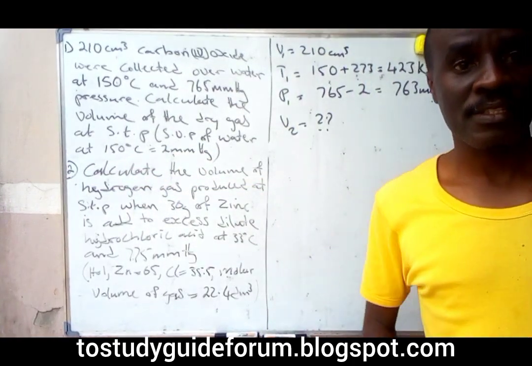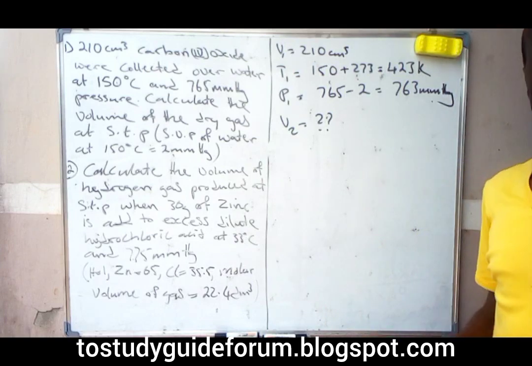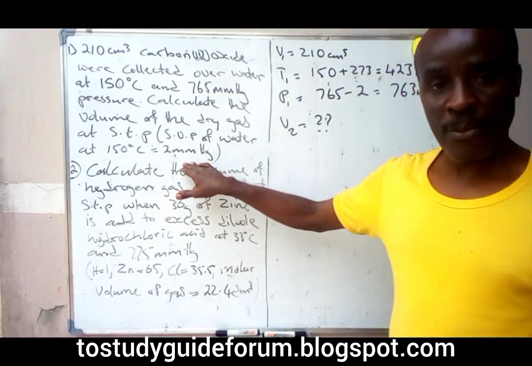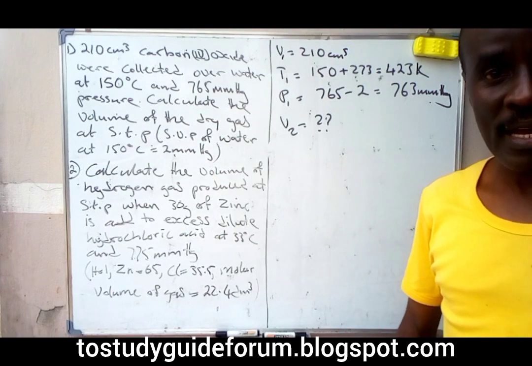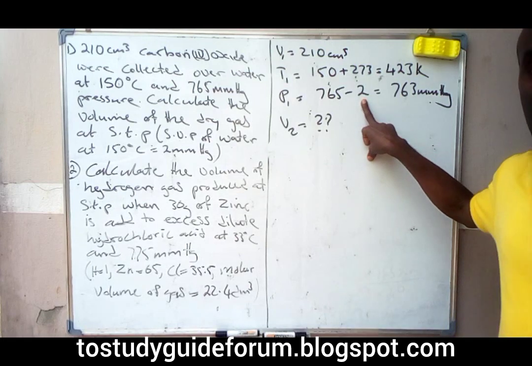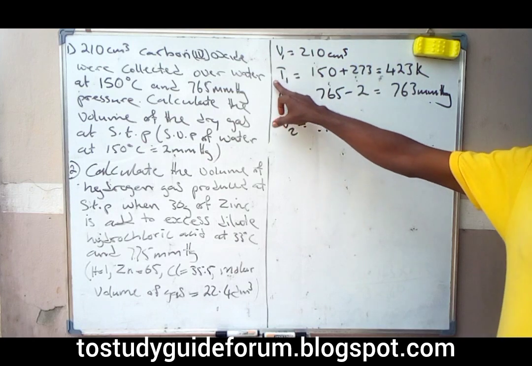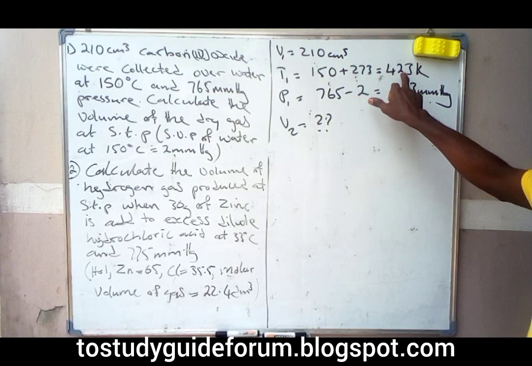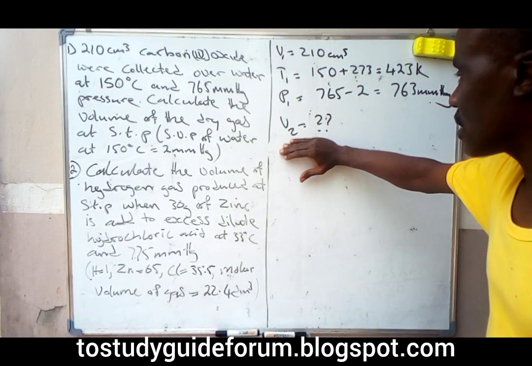We need the dry gas. Now, how do we get the dry gas? The pressure of the dry gas is not part of water. The saturated vapor pressure of water is not part of that of the dry gas. So before we can continue, we need to separate the pressure of the dry gas. That is what I did here. And then the temperature must be in Kelvin, and exactly that is what I did. I converted it. So we are looking for the volume that we produce now at s.t.p.